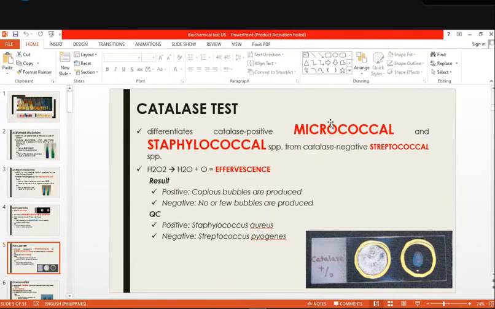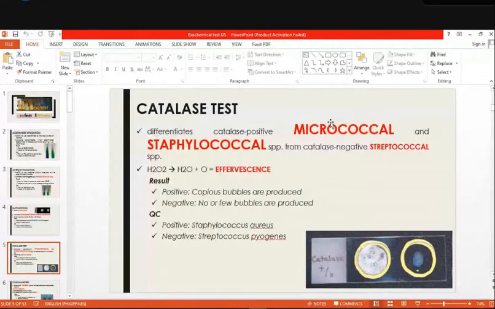So, aside from that, your catalase test also differentiates aerotolerant strains of Clostridium, which are catalase negative, from Bacillus, which are catalase positive. It also differentiates Listeria, positive again for catalase, from Erysipelothrix, which are catalase negative. And even the anaerobe Bacteroides is also catalase positive. Sabi nga natin usually ito sa mga aerobic, but Bacteroides is an anaerobe, but it is catalase positive.